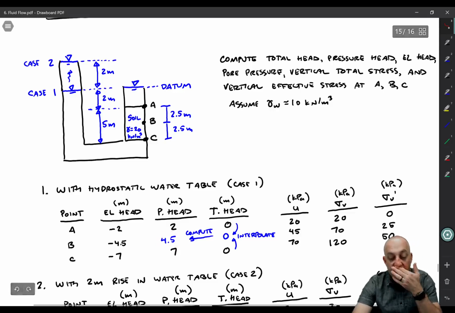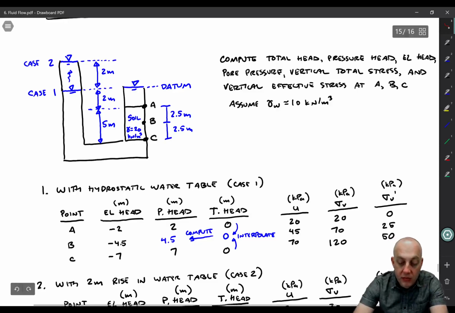Okay, now the trick is that we can compute pore pressure from the pressure head. All you have to do to get there is multiply the pressure head by the unit weight of water. So here the pressure head is 2 at point A, therefore the pore pressure is 20 kPa. Note that we're going from meters to kPa just by multiplying by gamma W. At point B it was 4.5, so we get 45. At point C it was 7, so we get 70 kPa of pore pressure.